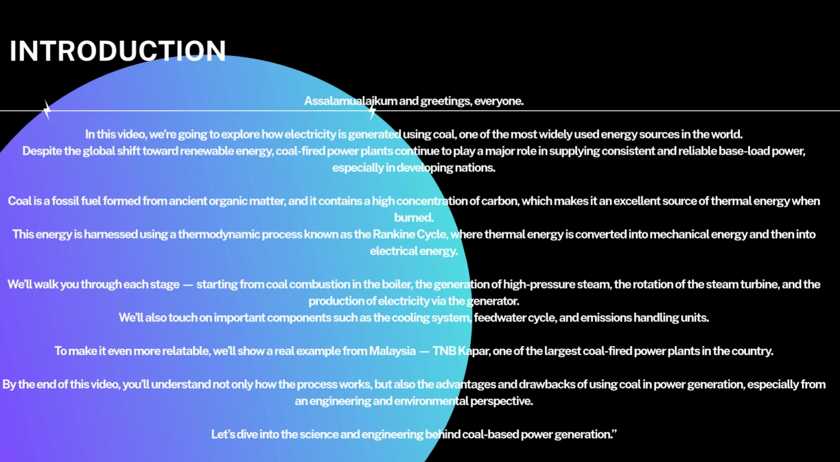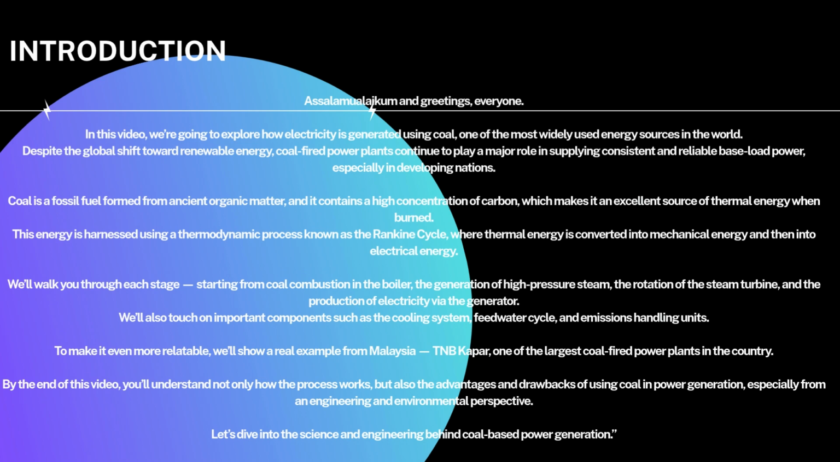This energy is harnessed using a thermodynamic process known as the Rankine cycle, where thermal energy is converted into mechanical energy and then into electrical energy. We will walk you through each stage, starting from coal combustion in the boiler, the generation of high-pressure steam, the rotation of the steam turbine, and the production of electricity via the generator. We will also touch on important components such as the cooling system, feed water cycle, and emission handling unit.